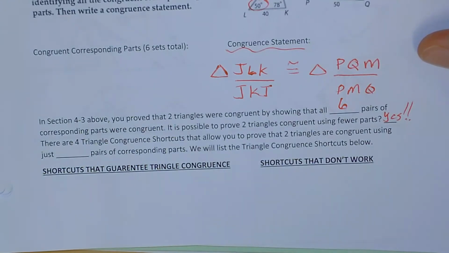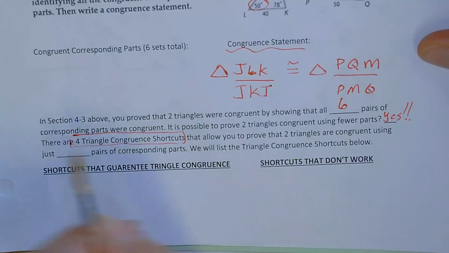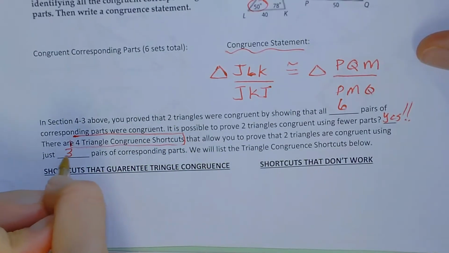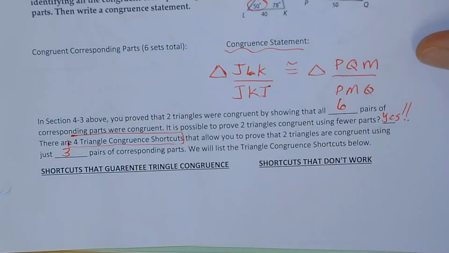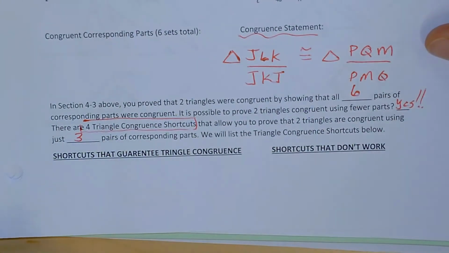So there are 4 triangle congruent shortcuts. These are going to allow you to show that 2 triangles are congruent using just 3 pairs of corresponding parts. So we are going to talk about the shortcuts below. That way you don't have to do all 6 parts, you can just do 3. Okay, in a normal school year we would discover these and I would have you guys come up with the ones that work. We don't have time. So I'm going to tell you the ones that work and the ones that don't, and then I'm going to show you how to apply them.